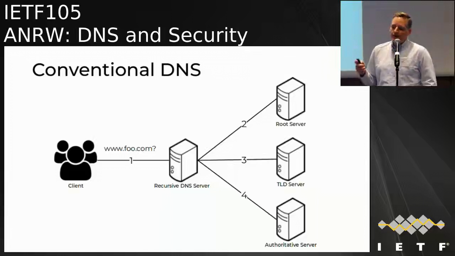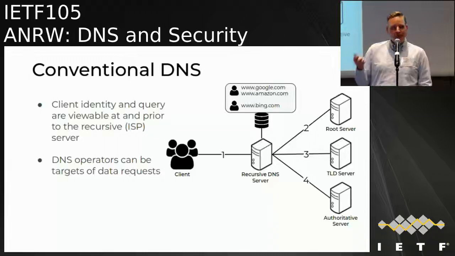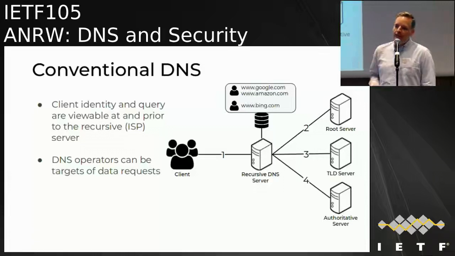And so the problem with that is that the recursive DNS resolver has all kinds of insight that they can use to see both your identity in the form of your IP address and basically all of your actions on the internet. So you can easily put together a database of users and what they're doing, like one user is going to Google and Amazon, another is going to Bing. They can also see what types of devices you have on your network. And so because of that, these recursive resolvers can be the targets for data requests. So an oppressive regime can simply say, hey, you need to hand over all of your DNS logs.